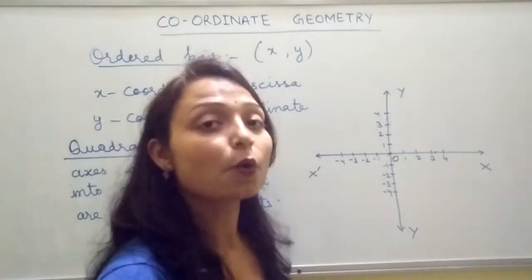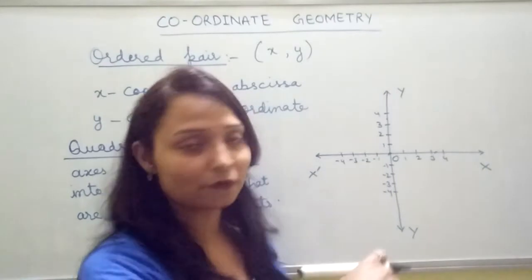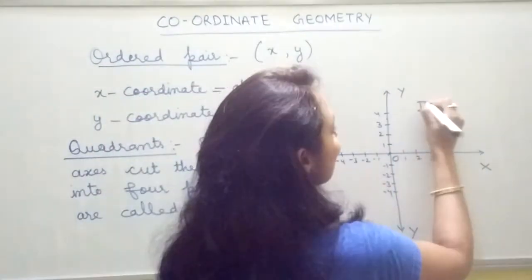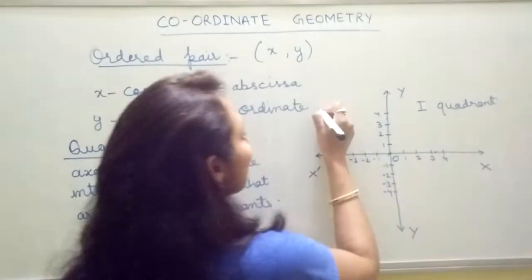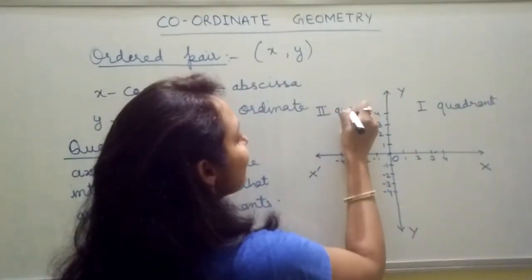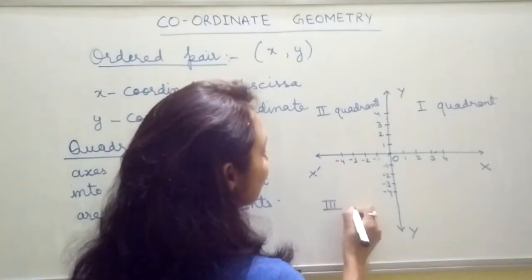I will take the four quadrants in the anti-clockwise direction like this. This is known as the first quadrant. This is known as the second quadrant. This is known as the third quadrant.